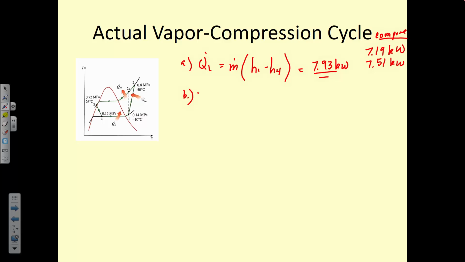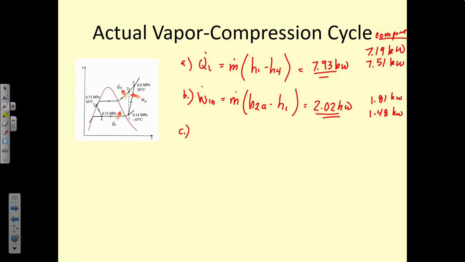So part B, the power input to the compressor is equal to what? H2 minus H1. Is it H2 actual or H2S? H2 actual. So that's equal to 2.02 kilowatts, which we can compare to 1.81 and 1.48 kilowatts from before.